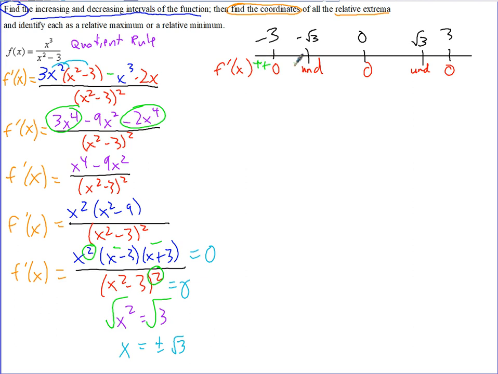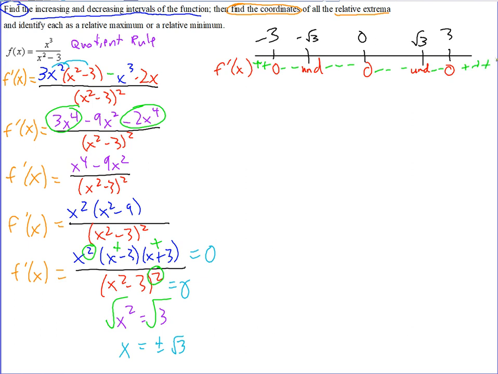There. Between negative 3 and negative root 3, test negative 2: minus 3 is negative, negative 2 plus 3 is positive, negative times a positive is negative. Here you could test negative 1, minus 3 is negative, plus 3 is positive, still negative. Here you could test positive 1, minus 3 is negative, 1 plus 3 is positive, still negative. 2 minus 3 is negative, 2 plus 3 is positive, still negative. And then 4, positive times a positive.